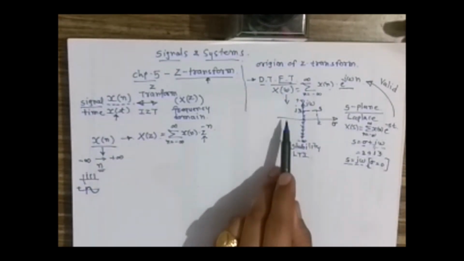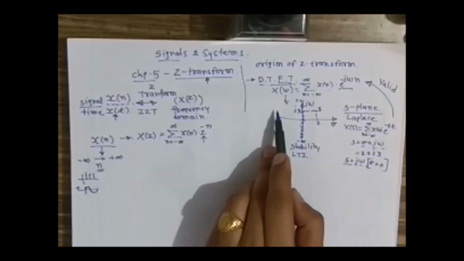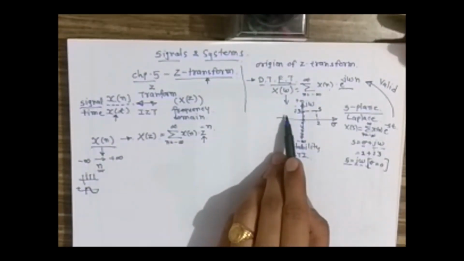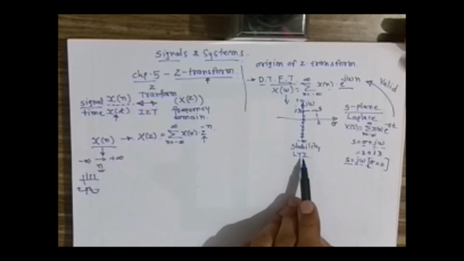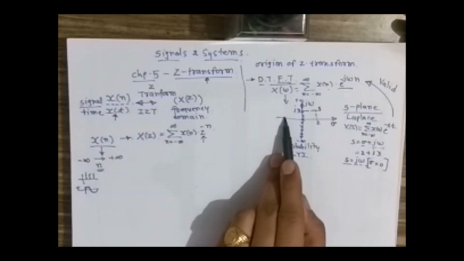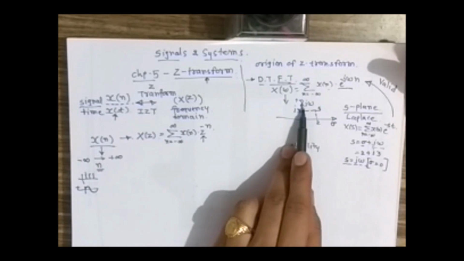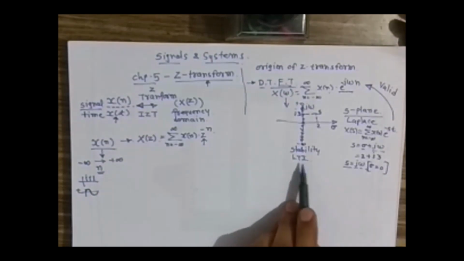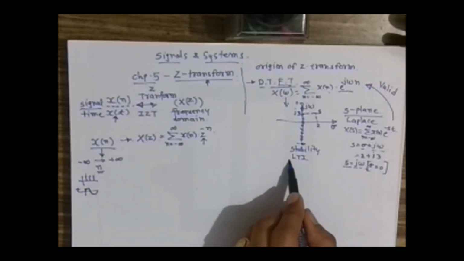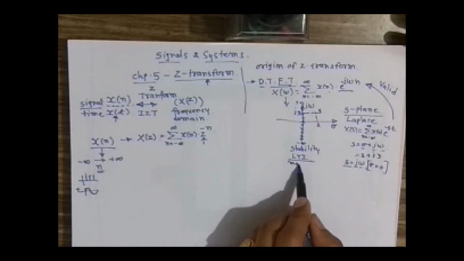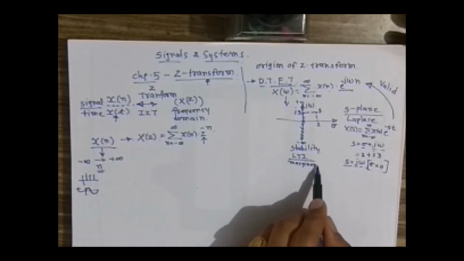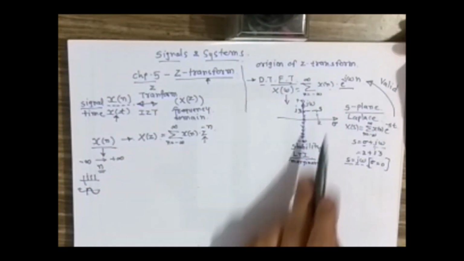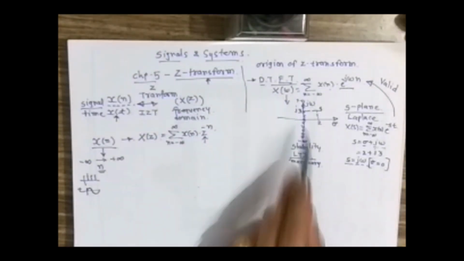Another case: if the pole is on the left hand side of the j omega axis, the LTI system goes to stability, or you can say the LTI system becomes stable. And all the points on the j omega axis represent the LTI system being marginally stable. So we cannot say exactly stable or unstable, so marginally stable.